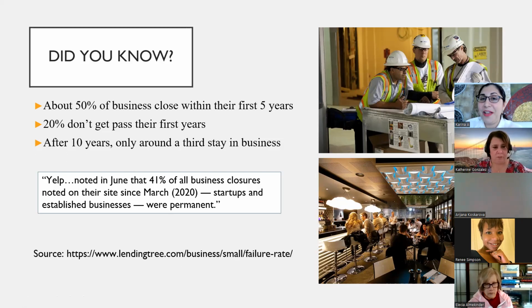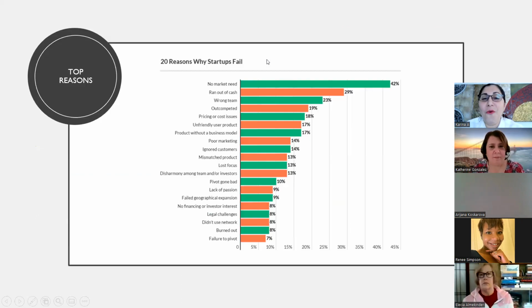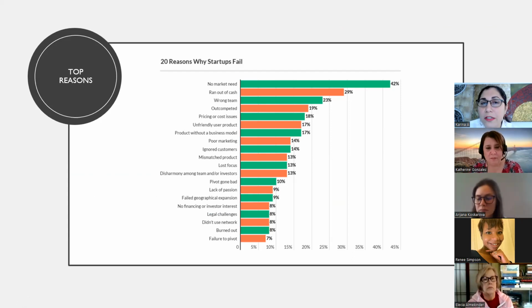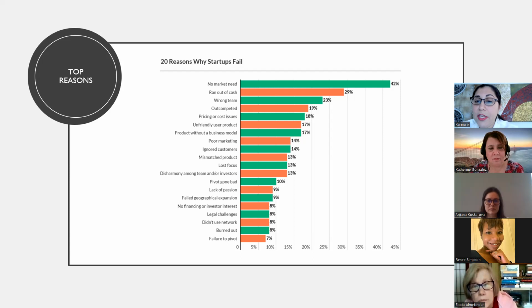Now, here's more. Katherine and I wanted to know what the top reasons were that businesses failed. What was happening in all of these numbers that triggered the closing of the businesses? Here's what we found. The first reason, 42%, if you see on top, was no market need. The second one was running out of cash. And I'm going to tell you something about no market need.